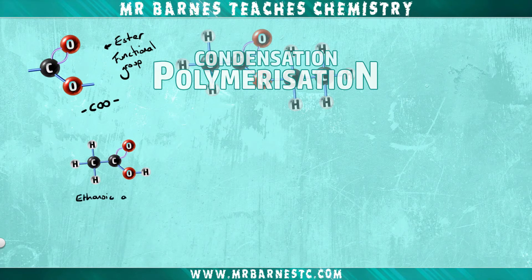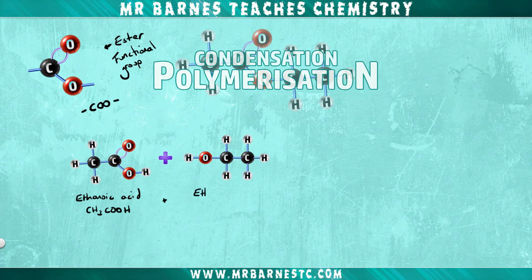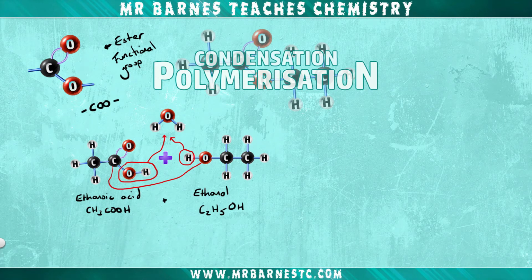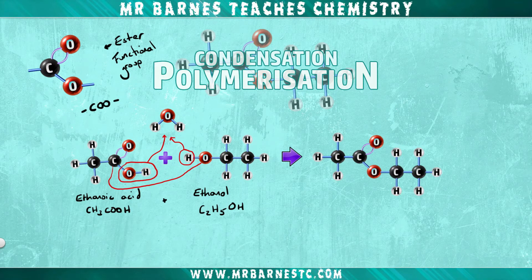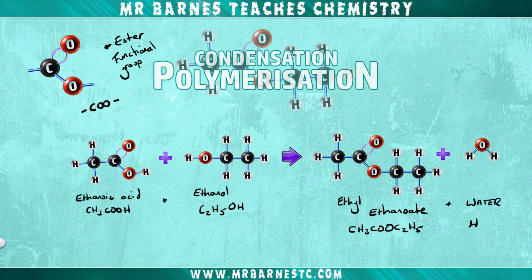So let's react ethanoic acid, CH3COOH, with ethanol, C2H5OH. When these two chemicals react together, the hydroxyl group from the carboxylic acid and the hydrogen at the end of your alcohol get removed, and they form water, thus the name condensation polymerisation. The oxygen on the alcohol then bonds to the carbon on the carboxylic acid, and you get a compound that looks like this. The name for this compound is ethyl ethanoate, CH3COOC2H5, and I'll explain how I got to that name in a minute, but all you need to know is the byproduct that is made, which we spoke about earlier, is water, H2O.